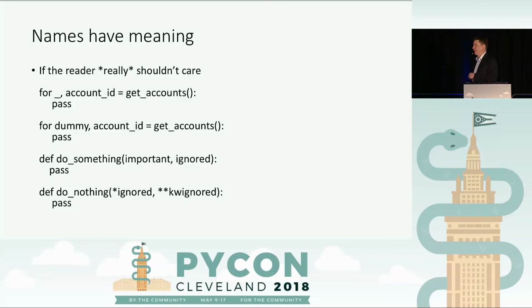If the reader really, really shouldn't care, there are a bunch of well-known idioms in Python for pretend this didn't exist. You don't have to go around and del individual variables. That's overkill. But if the variable doesn't matter, underscore, very popular. Even people who haven't seen it before probably get what it is. Dummy, perfect.